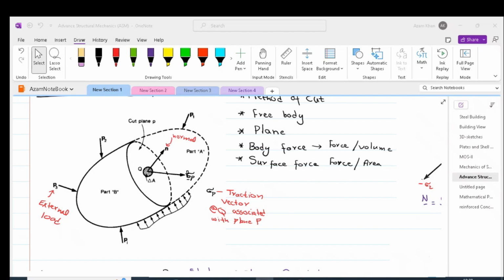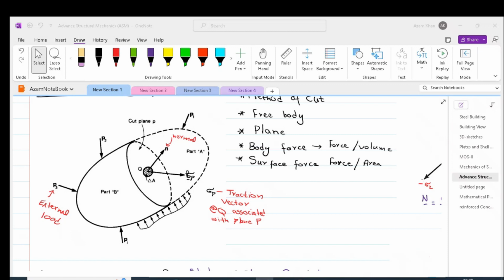The loads which act on these free bodies are either surface forces, which, as we discussed, are forces that act on the surface of the free body, or body forces that act throughout the volume of that portion of the body considered. Please note that an example of a surface force can be a contact force.